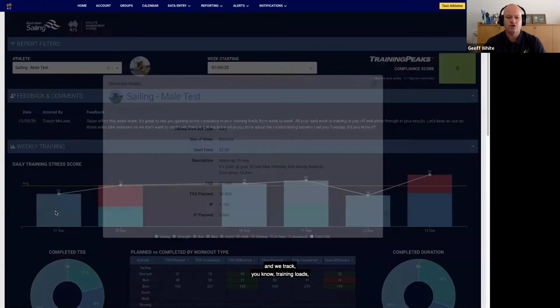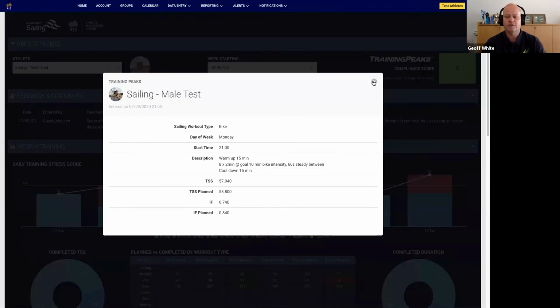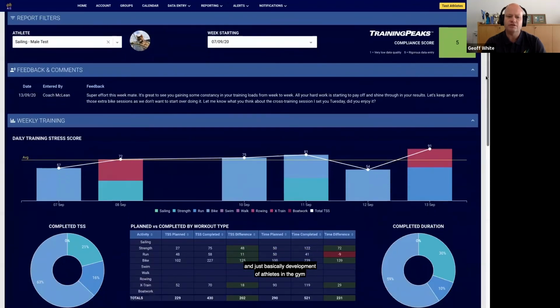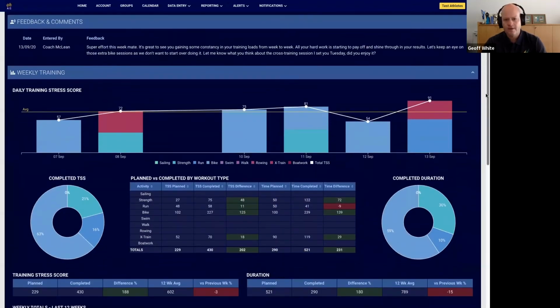And we track training loads, training volumes, and just basically development of athletes in the gym environment from that. And we also use velocity as another part of our training, because obviously moving a sail or pulling up a kite has a velocity component to it. The faster the kite goes up, the faster the boat will go. So that's something else we use. We've got a number of items here. There's lots of different integrations, but that's how my prescription's done.